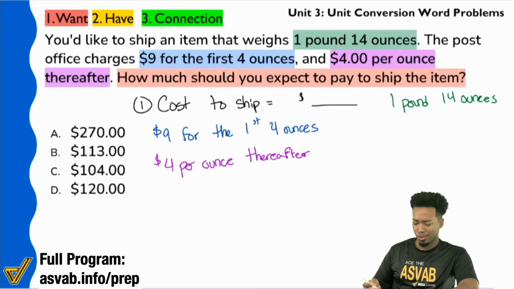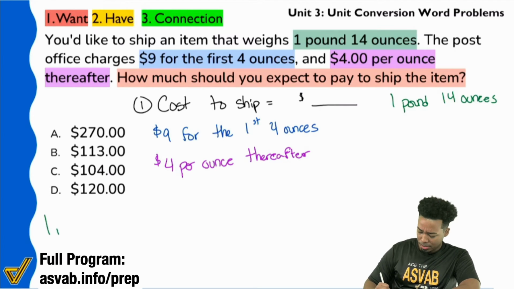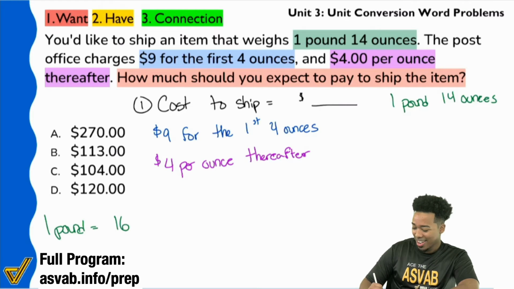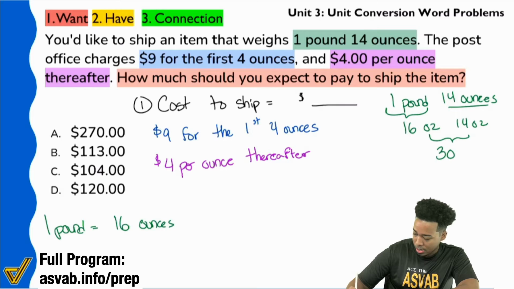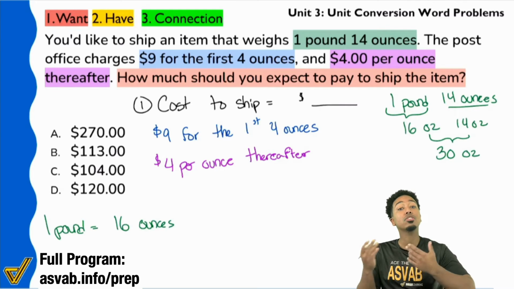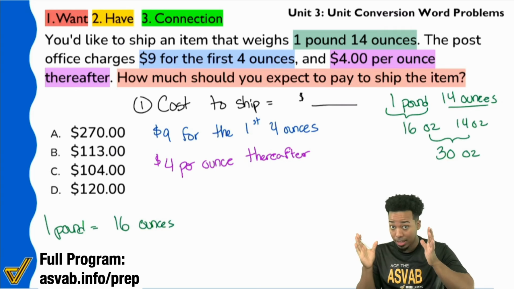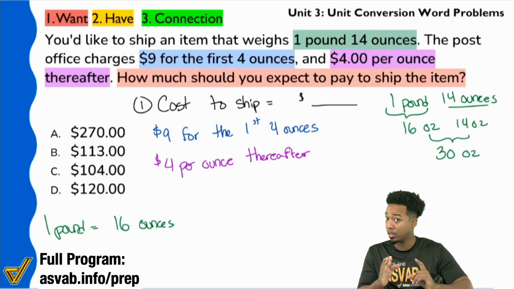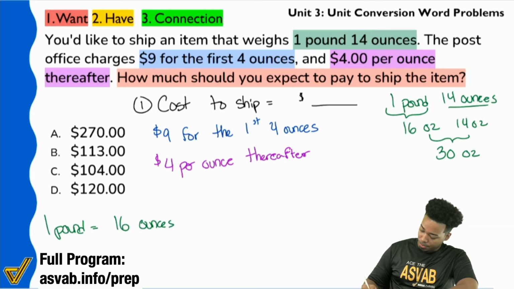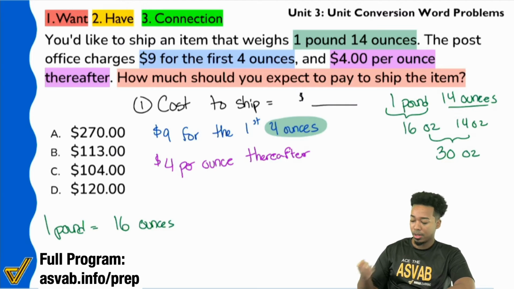And this is actually pretty straightforward because, my party people, 1 pound equals 16 ounces. I almost said 14. 1 pound equals 16 ounces. So this pound right here, we can just write that as 16 ounces. Then we already have the 14 ounces. So together, this makes 30 ounces. So we have a total of 30 ounces. We need to understand that all we did was convert from pounds to ounces and see the total of ounces we have. Because the first 4 ounces, that's going to be the $9 charge.